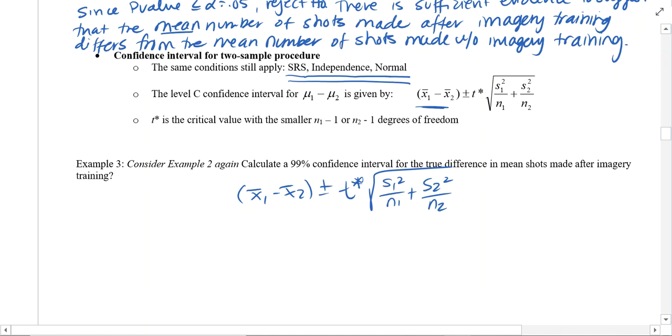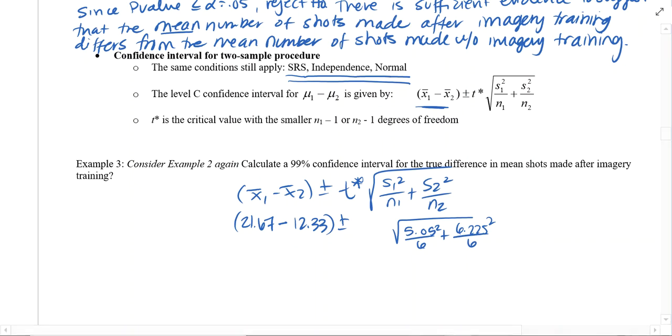We're going to plug in our stuff, which we've already calculated above a bit. So we should have 21.67 minus 12.33 plus or minus, we're going to find t star, and then the rest of this information we already have. So 5.05 squared over 6 and 6.225 squared over 6. That's not the right number. What is it? 28. No, it's a 27. Sorry, it's a little messy. It's hard to erase this thing.